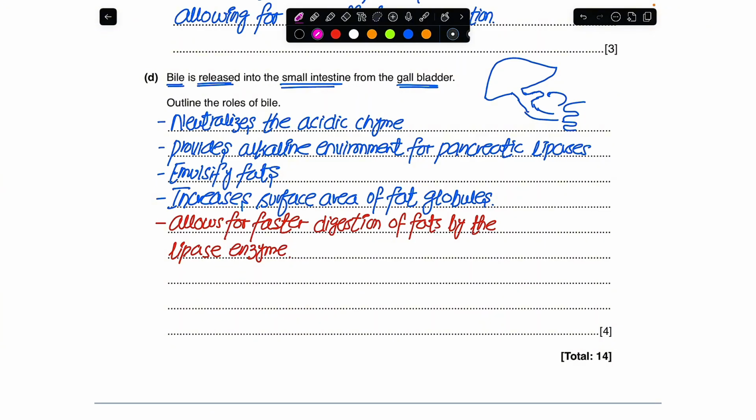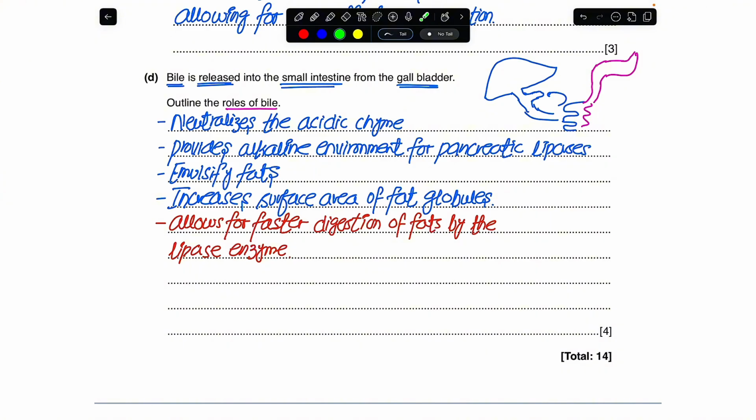They want you to outline the role of the bile. What we know is that the small intestine receives liquefied food from the stomach, and that liquefied food from the stomach is called chyme. The issue is that in the small intestine, the enzymes require an alkaline pH.